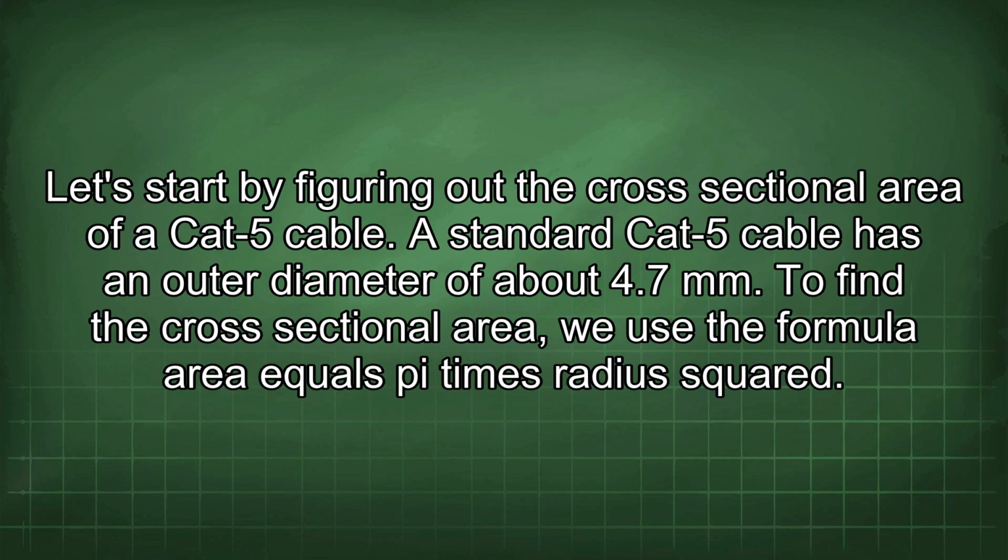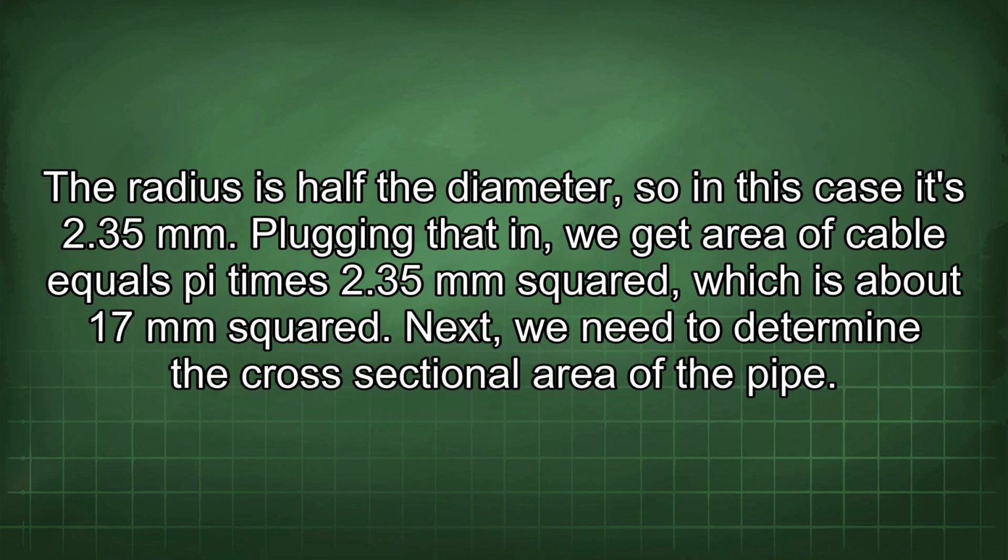A standard Cat-5 cable has an outer diameter of about 4.7 mm. To find the cross-sectional area, we use the formula area equals pi times radius squared. The radius is half the diameter, so in this case it's 2.35 mm. Plugging that in, we get area of cable equals pi times 2.35 mm squared, which is about 17 mm squared.